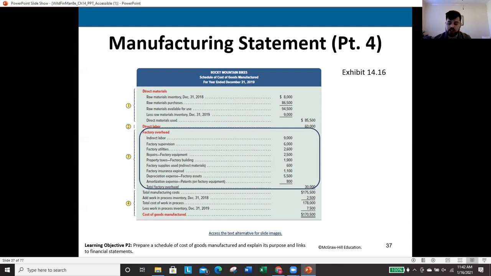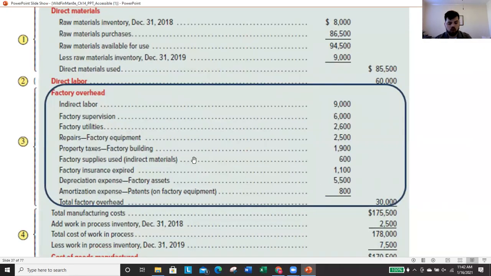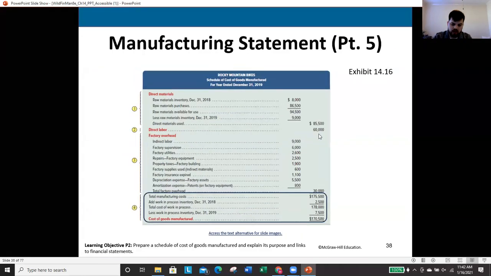Factory insurance that has expired, depreciation expense, notice factory assets, and amortization expense on patents, notice on that factory equipment. So with all of that told, then we see our total factory overhead. At this point, we are able to calculate what is called our total manufacturing cost. So our total manufacturing cost, of course, is the sum of direct materials, labor, and overhead. So 85 plus 60 is 145 plus 30 is 175. So here's where this 175 comes from.